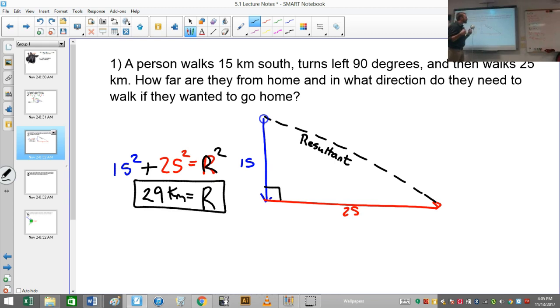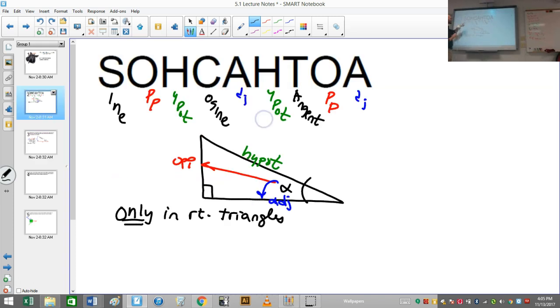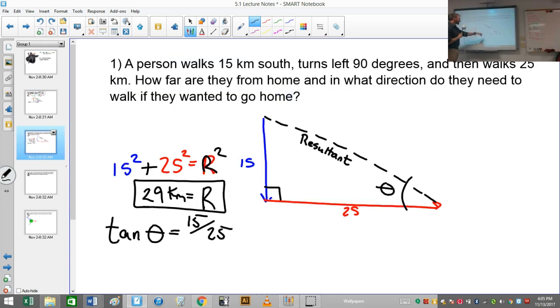Now, what direction would I want to walk if I want to go home? I'm looking for this angle, let's call it theta. I'm going to use the tangent because I'm already given the 15 and the 25, and this 29 is kind of rounded. So the tangent of theta. Tangent means opposite over adjacent, that whole SOHCAHTOA thing that we just did. The opposite is 15, the adjacent is 25.